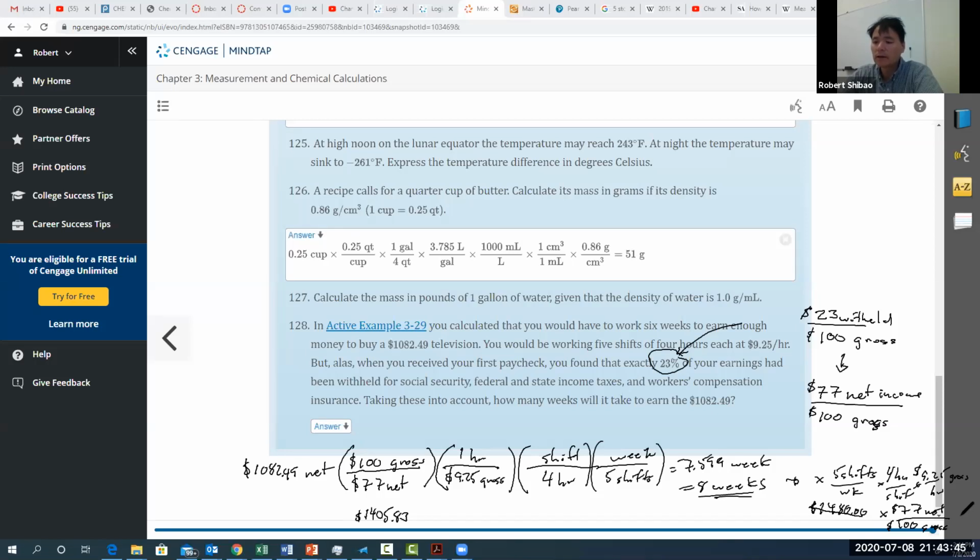And that's going to give them 1139.60 net dollars. That's what they're going to earn. They're going to spend 1082.49 on the television, minus 1082.49 on the TV. And that means they're going to have $57.11 left over of net. And so 57.11 net left over to spend on whatever accessories they want.